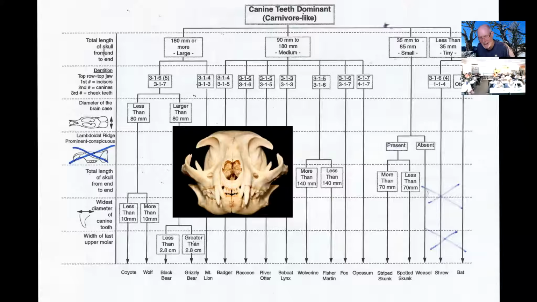Okay. So let's go back to the page now that we know how to do that. So we see at the top, some of those skulls might be more than 180 millimeters. And what we're going to do then is follow those dark lines down from there because we're in that category of more than 180 millimeters. And then the next thing down is called dentition. What that means is the teeth arrangement of the critter. Let me show you what that means.